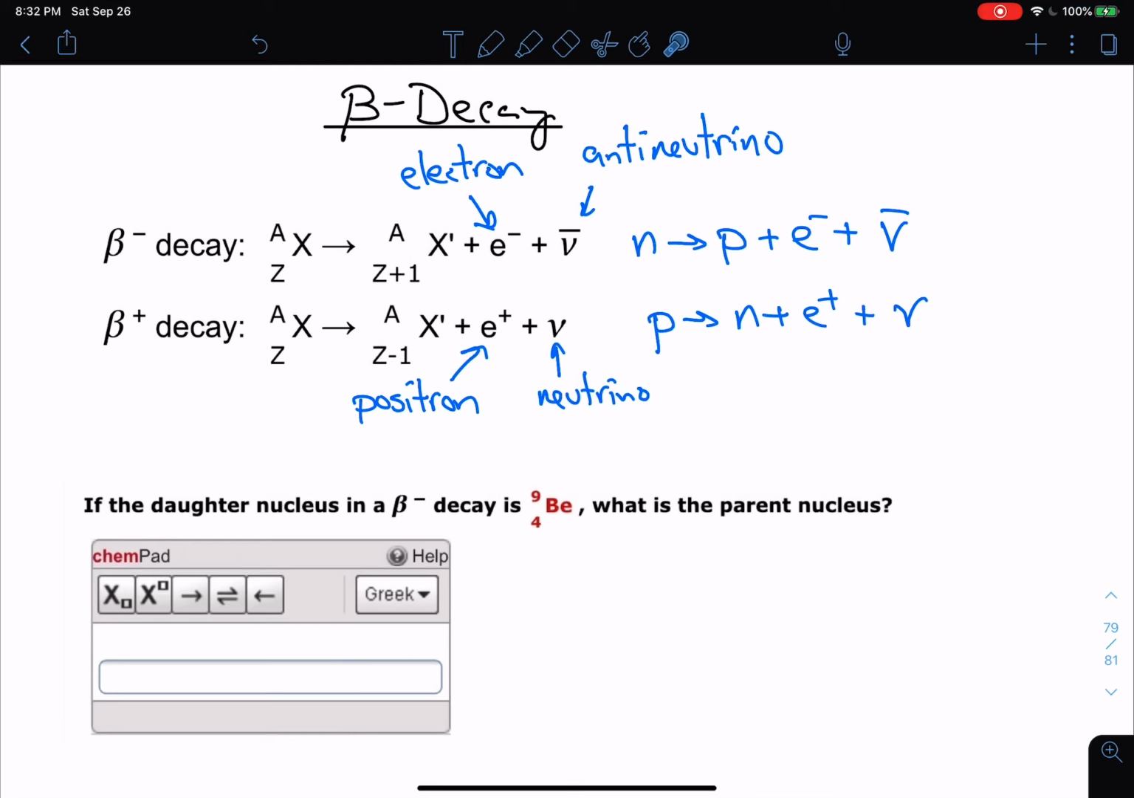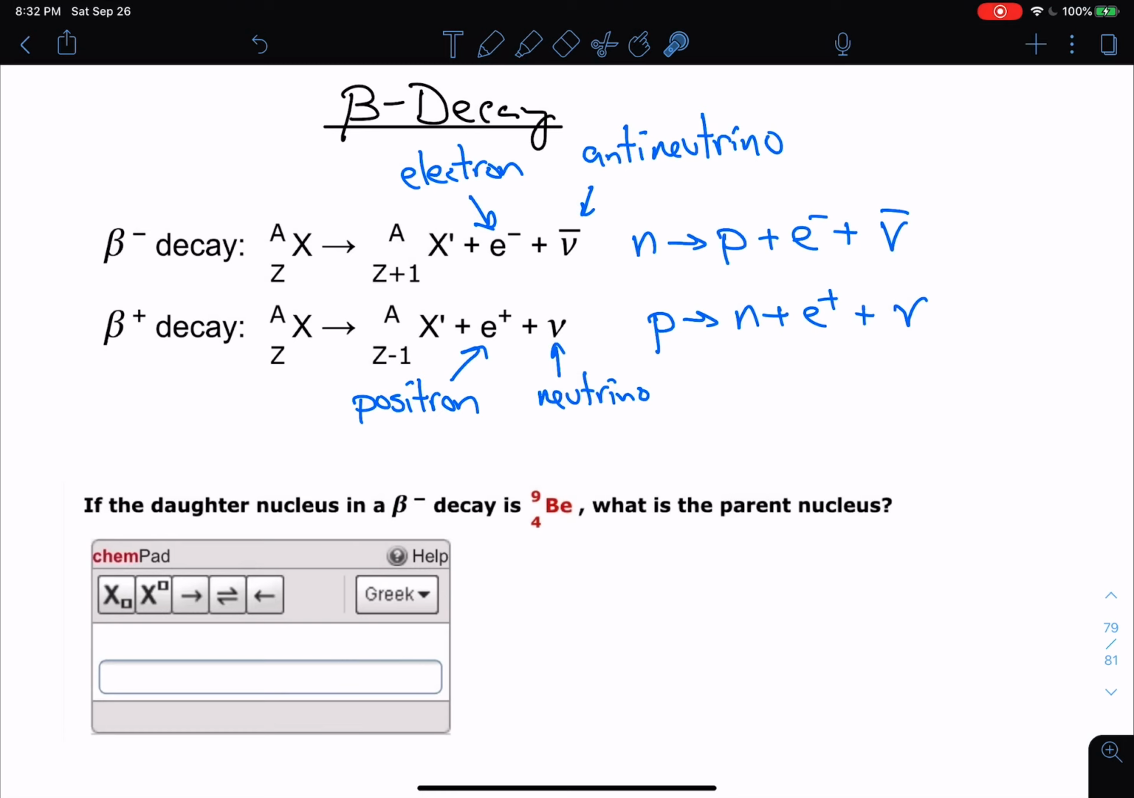The best thing to do is take a look at a problem here. So what we've got here: if the daughter nucleus in a beta minus decay is beryllium-9, what is the parent nucleus? So I should mention once again, as with alpha decay, this is known as the parent nucleus, and this is known as the daughter nucleus. And so in this case, I know what the daughter is in beta minus, and I'm asked to determine the parent.